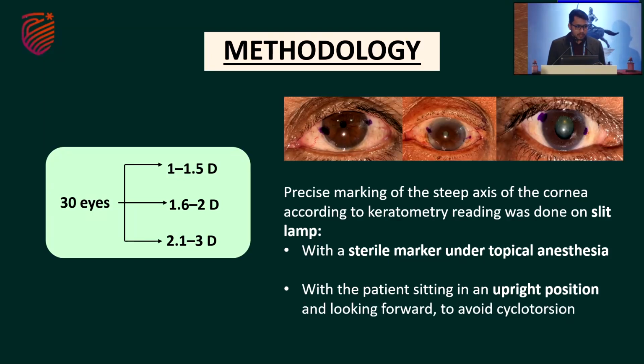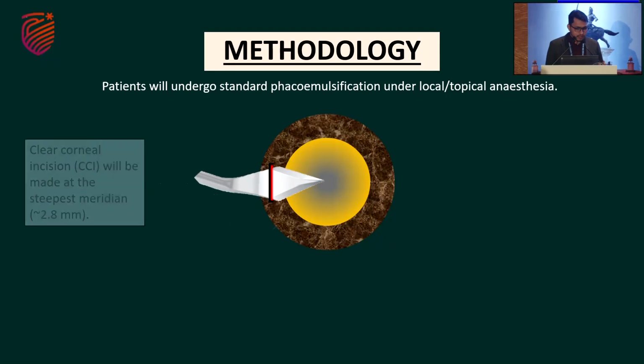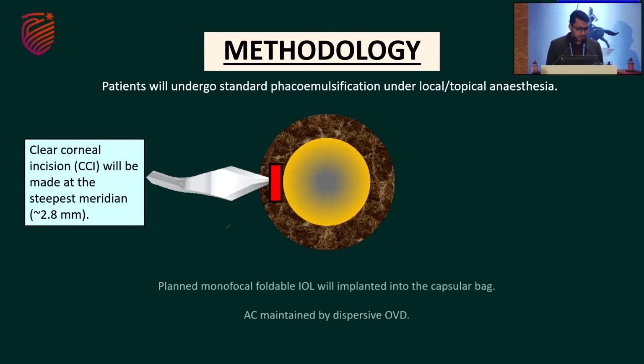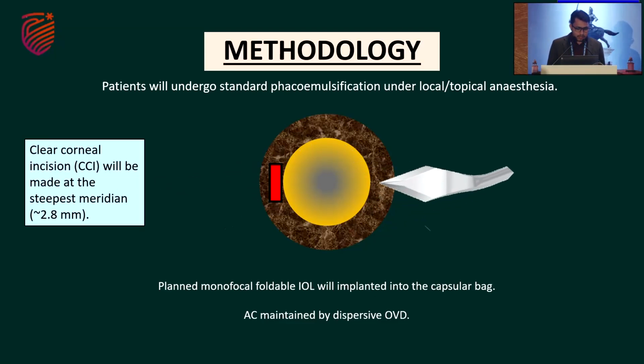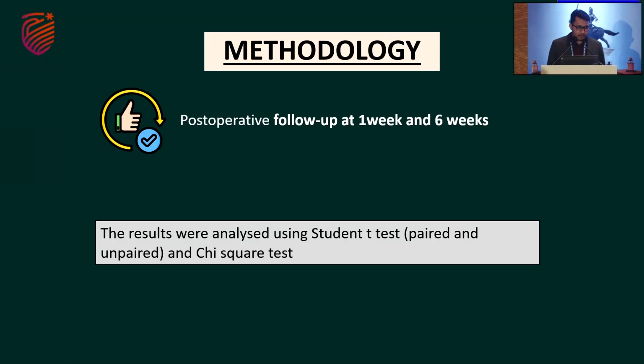on slit lamp, using a sterile marker under topical anesthesia with the patient in the upright position to correct for cyclotorsion. Then the patients underwent a standard phacoemulsification under local or topical anesthesia. The first is the main incision, which is made at the steepest meridian, and then the planned monofocal IOL is implanted in the bag and the AC is maintained by a dispersive OVD, followed by the opposite clear corneal incision on the same axis 180 degrees away, and this OCCI is neither hydrated nor sutured. Post-operative follow-up was at 1 week and 6 weeks, and statistical analysis was done using student t-test and chi-square test.